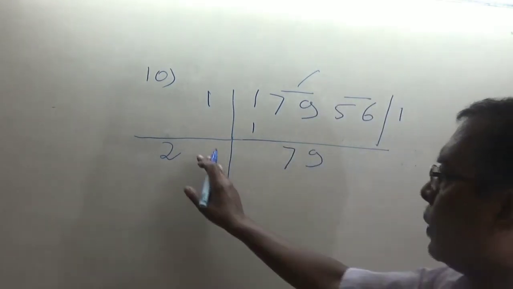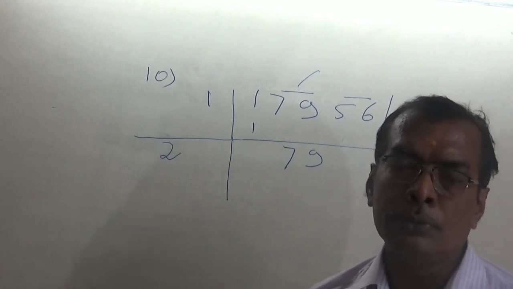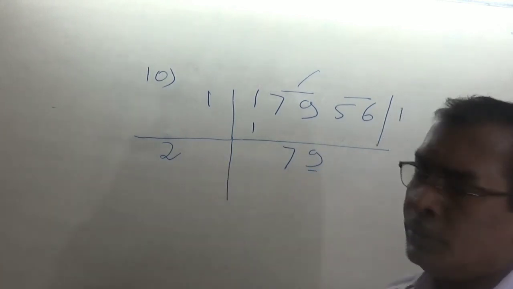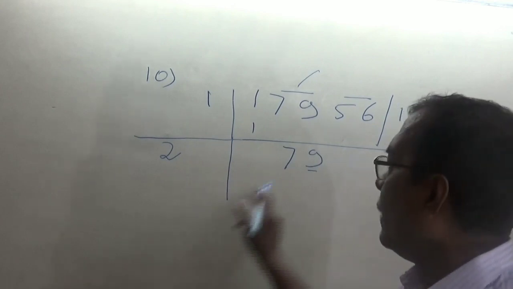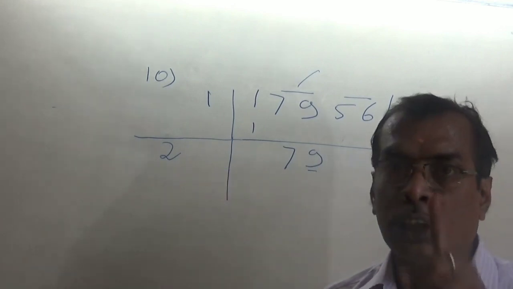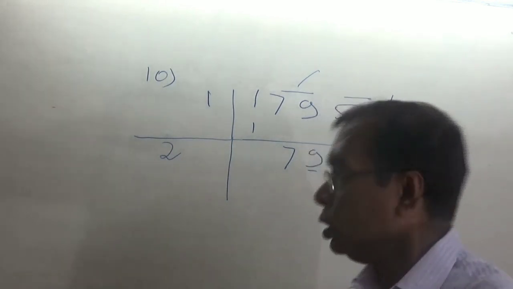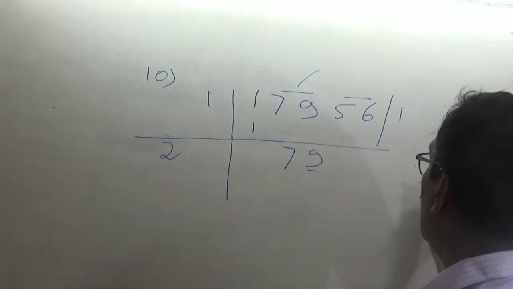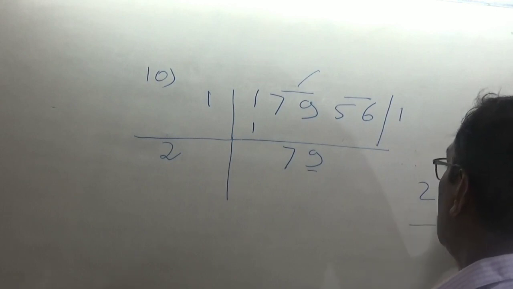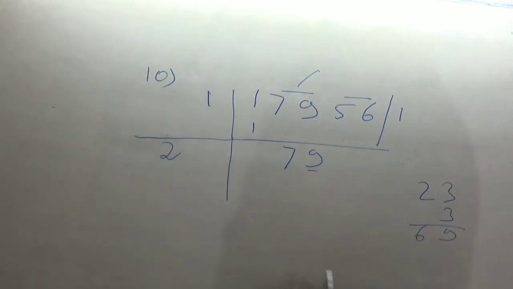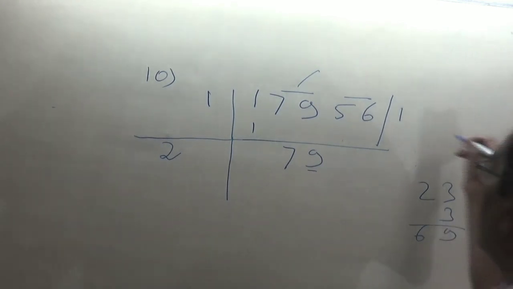I have told you that one reserved place you will have to leave here. For this reserved place you will have to omit this 9. Now divide this 7 by 2. 2 3s are 6. Take the test with 3. That is 23 into 3. 3 3s are 9, 3 2s are 6. 69, which is less than 79. So it is valid. So write here 3.